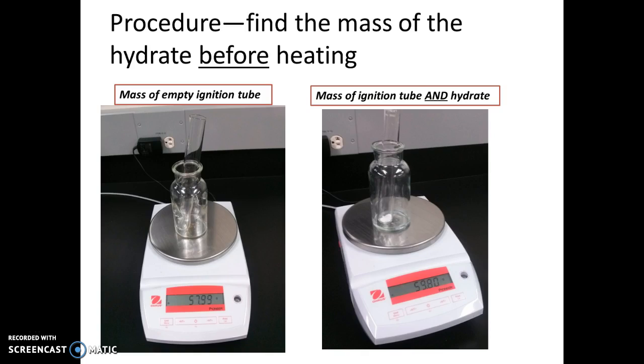In this example, I'm going to find the amount of hydrate that I have by subtracting these two pieces of data, so finding the difference in mass. So what I'm going to do here is that in order to find the mass of my hydrate, I'm going to take the combined mass, the mass of my ignition tube and hydrate, and subtract from that the mass of my empty ignition tube. And you can see in this example I have 1.81 grams of hydrate at the beginning of the experiment. So I want to record all of this data in my lab notebook.